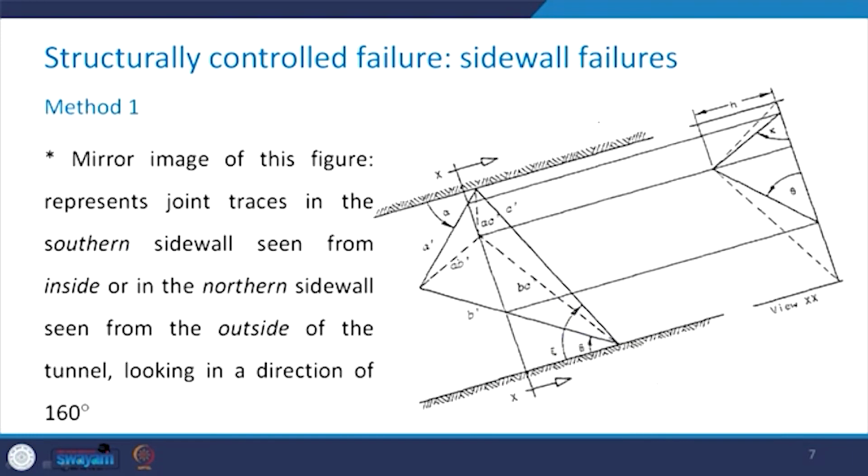The mirror image of this figure is going to give us the view of the joint traces in the southern side wall seen from inside, or in the northern side wall seen from the outside of the tunnel, when we look in a direction of 160 degree. So, this is different from what we had earlier. In that case, it was the northern side wall seen from outside and the southern side wall seen from the inside, and the direction was 340 degree.